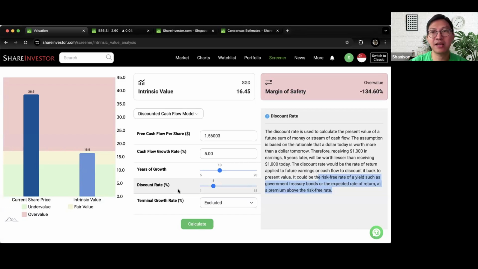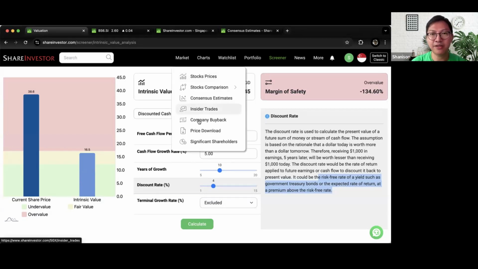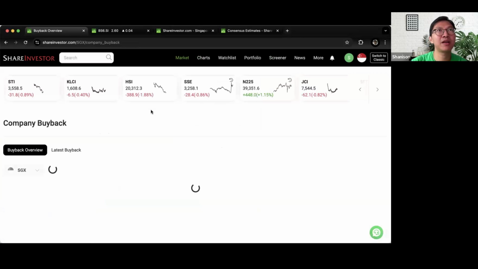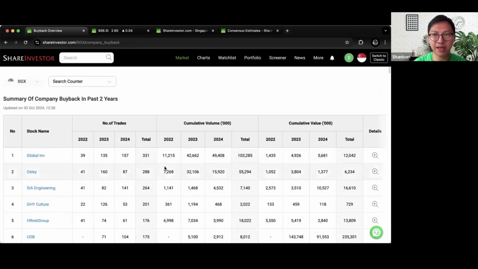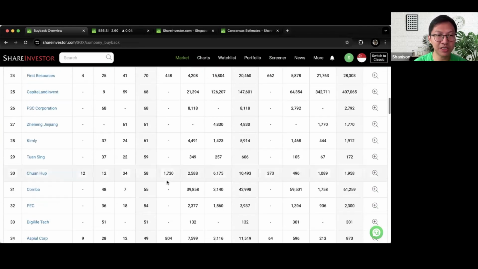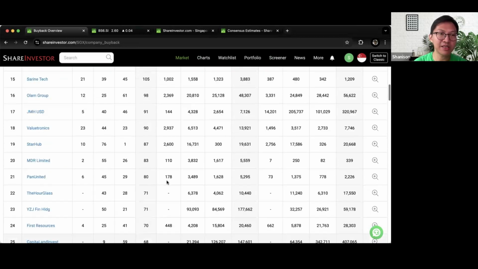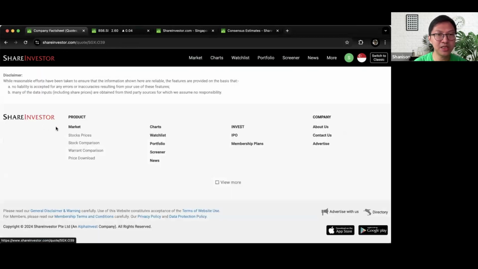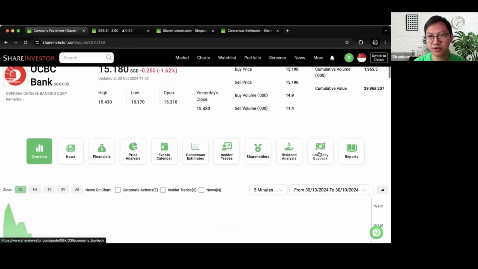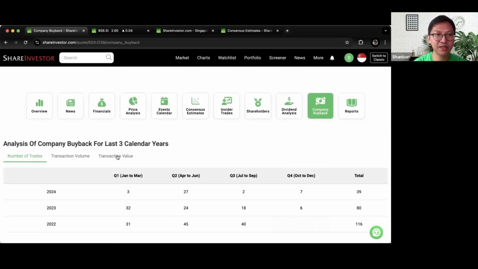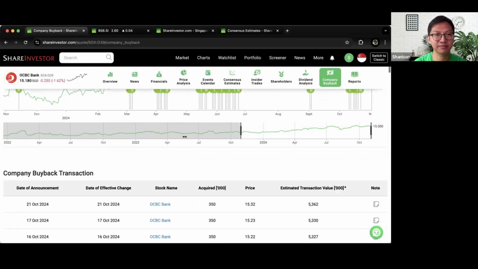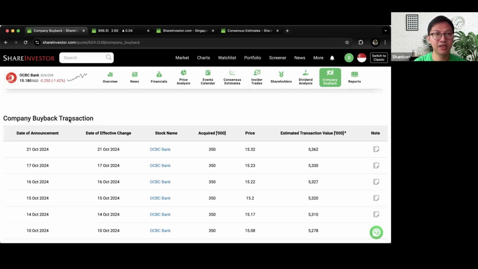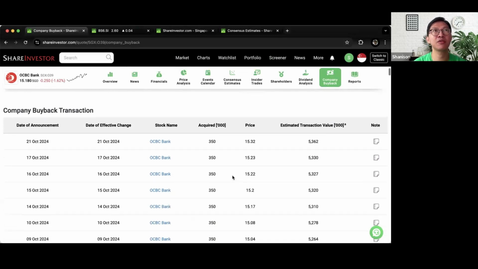Okay, share buyback data. This is basically under here, company buyback. There's someone asking about share buyback. It's not really for a screener, but you can check the company buyback information over here. So which companies have a share buyback, and the most significant. You can check individual companies as well. Is there any share buyback, for example, OCBC? You can check company buyback and see the company buyback history in the past. The individual transactions are also listed over here.